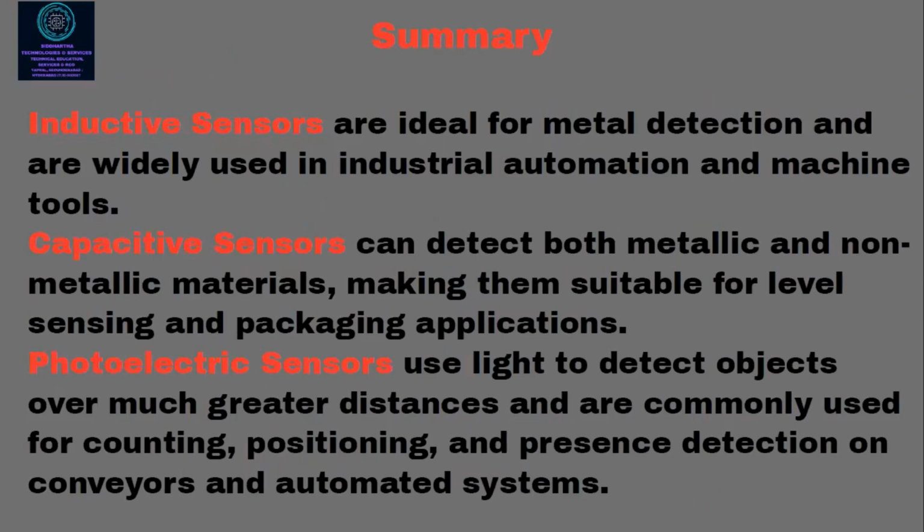Finally, a summary I've made: inductive sensors are ideal for metal detection and are widely used in industrial automation and machine tools. Capacitive sensors can detect both metallic and non-metallic materials, making them suitable for level sensing and packaging applications in the packaging industry. Photoelectric sensors use light to detect objects over much greater distances and are commonly used for counting, positioning and presence detection. These sensors are very commonly used in industry.